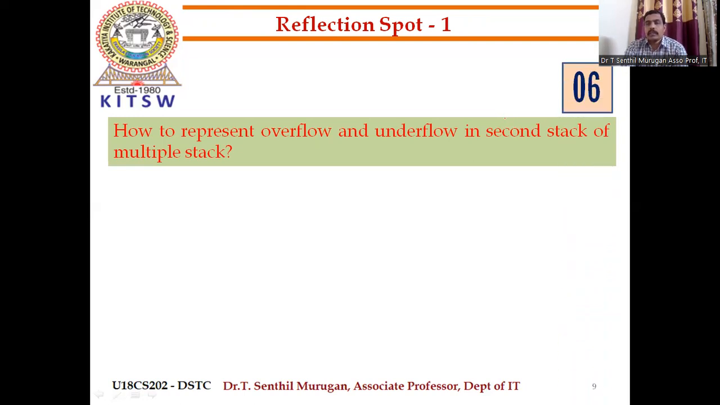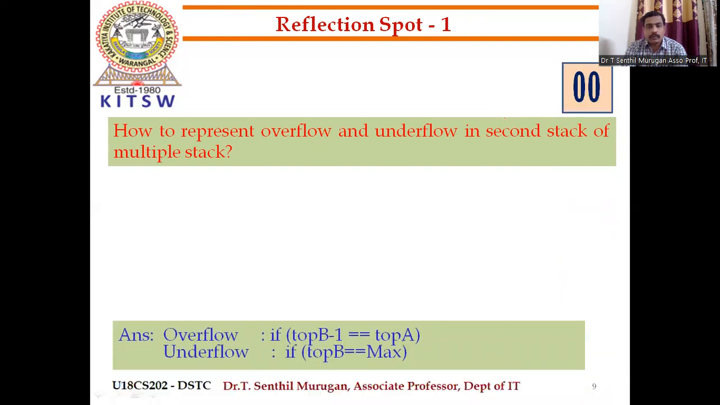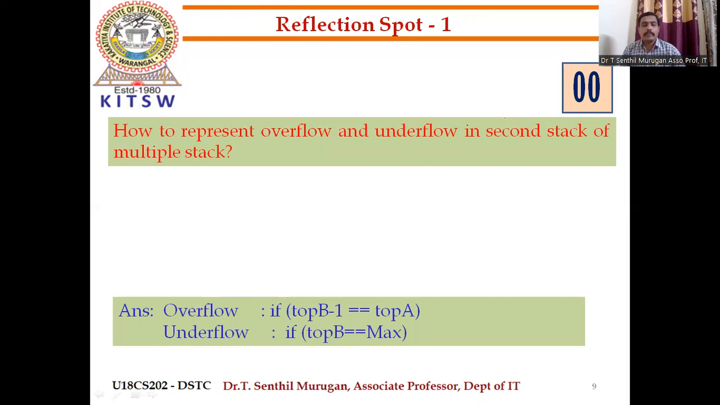If you have any further doubt, come with the doubt, we will discuss in the classroom discussion. I hope you have written the answer. The answer is we already gave two conditions. One is overflow, where we have to check whether top B minus 1 equals top A or not. That is the overflow condition. If top B equals max, it means there is no value, so it is the underflow condition. If you have written the correct answer, you will proceed further. Otherwise, go back and watch the video once again.